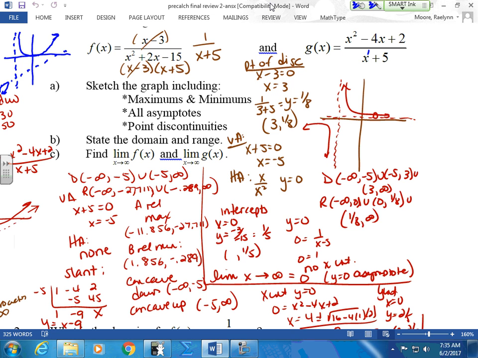Oh, sorry about that. So the numerator is 1 more than the denominator. Synthetically divide, just get rid of your remainder. And that's a y, it's got to be a y equals.